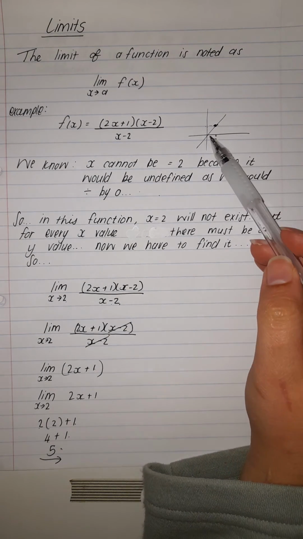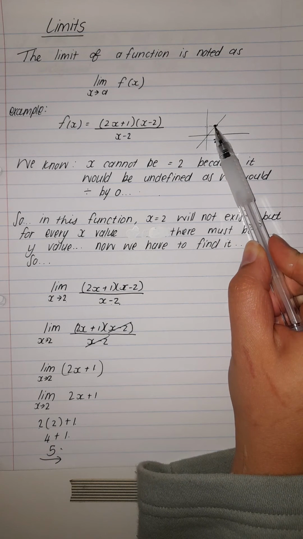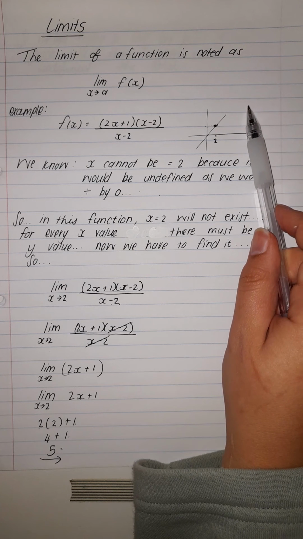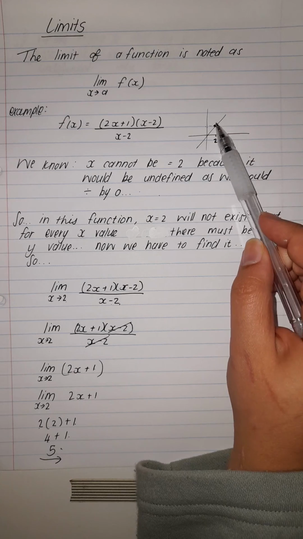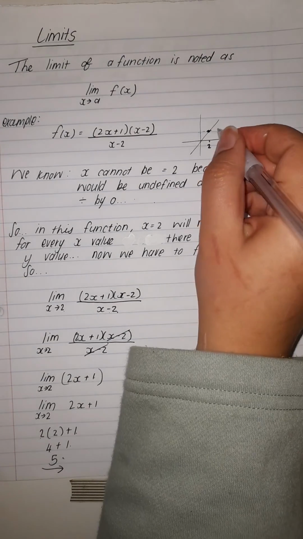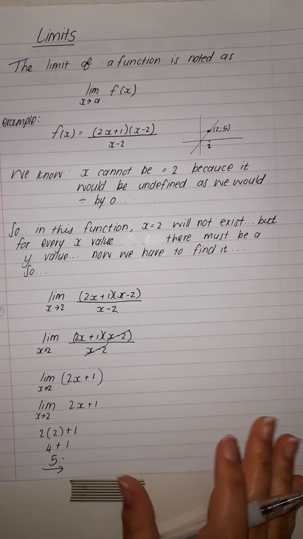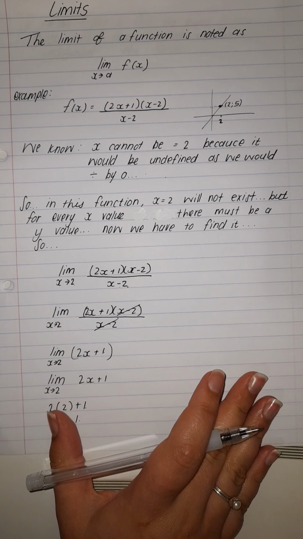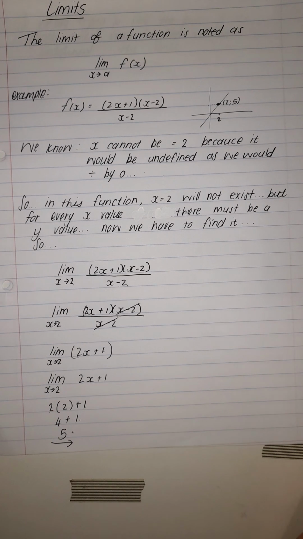So as x tends to 2, the function tends to 5 as well. And if I move from the right side towards 2, it tends towards 5 as well. So this point, if I would write a coordinate, would be (2, 5), and it would be undefined there. So with limits, that's what we're trying to figure out. Where is it undefined? Good. And that's that.